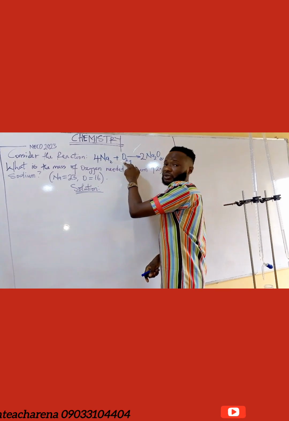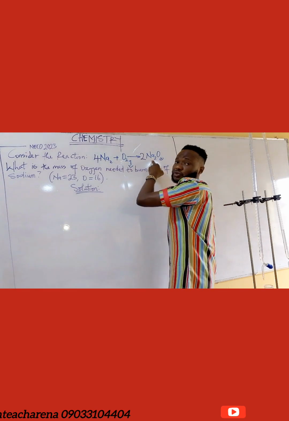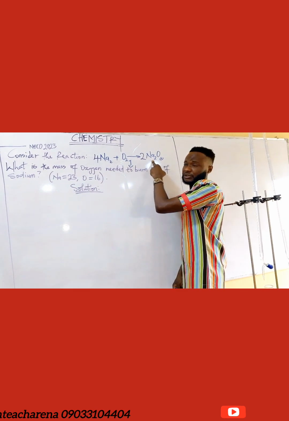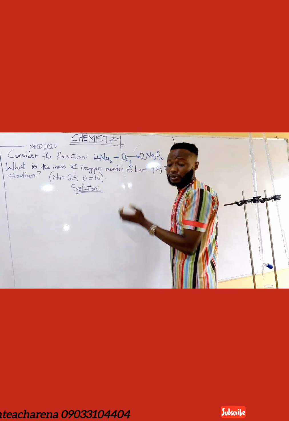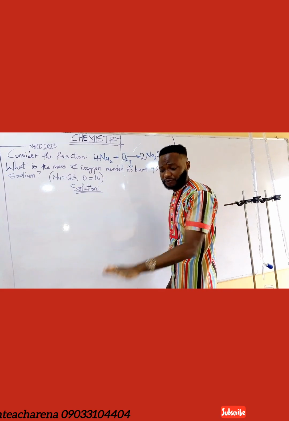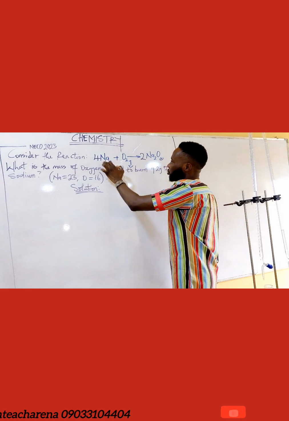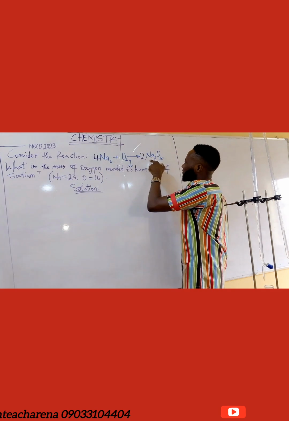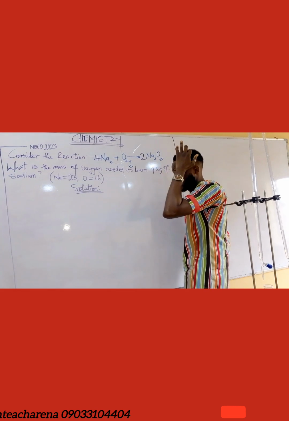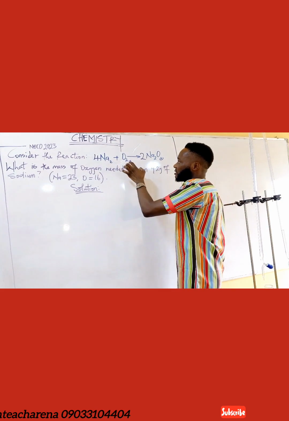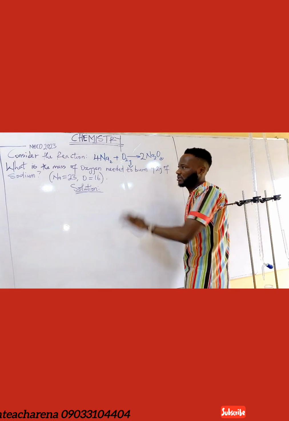Sodium reacts with oxygen to give you sodium oxide, that is Na2O. Then you balance the equation. Although the equation is balanced already from the question. So sodium is 4, 2 times 2 is 4, oxygen is 2. The equation is balanced. Solid state, gaseous, and solid state.